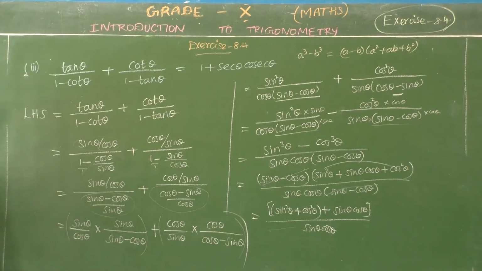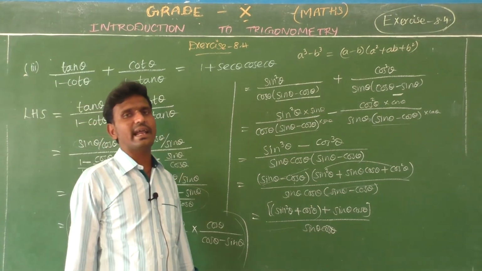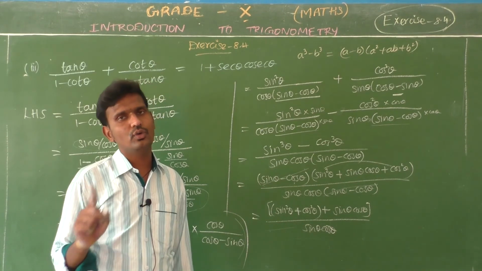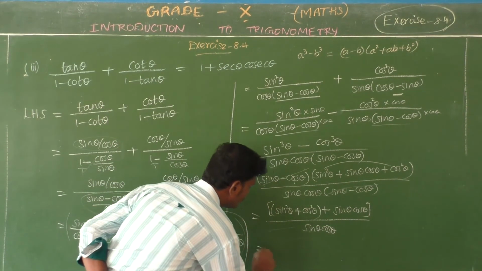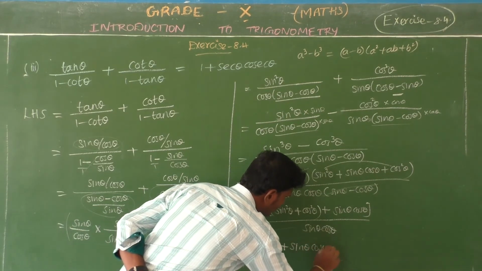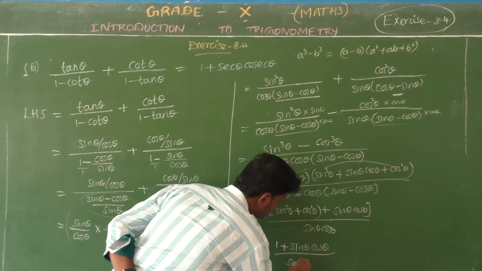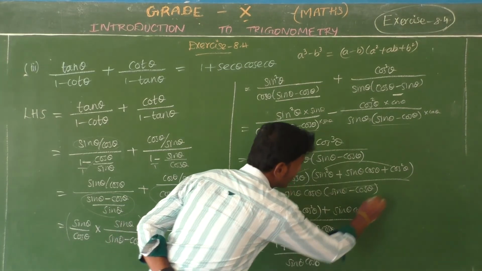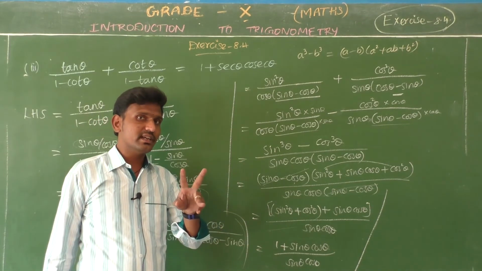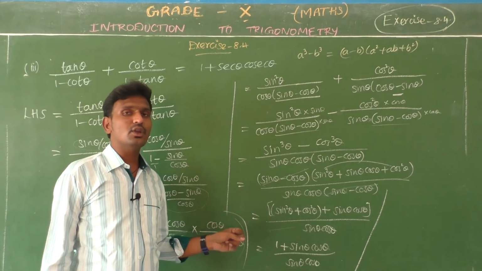Remaining terms, what are they? Sin theta and cos theta. Now you already know the first identity, sin square theta plus cos square theta equal to 1. So I am going to use 1 plus sin theta cos theta, the whole divided by sin theta cos theta. Now in the numerator you have two terms connected by addition, and in the denominator you have only one term.